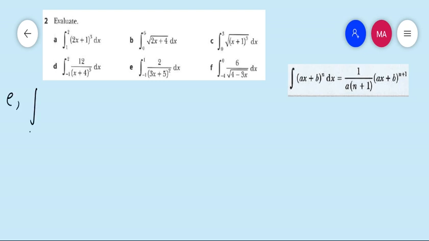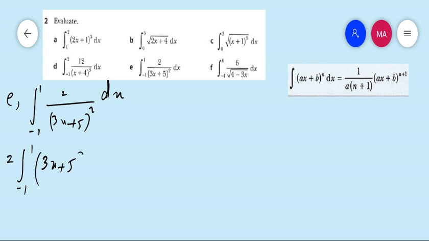Part E is integrate minus 1 to 1, 2 upon 3x plus 5 squared dx. First 2 goes outside, minus 1 to 1, and this 3x plus 5 squared must become the numerator, so it will be 3x plus 5 power minus 2 dx.